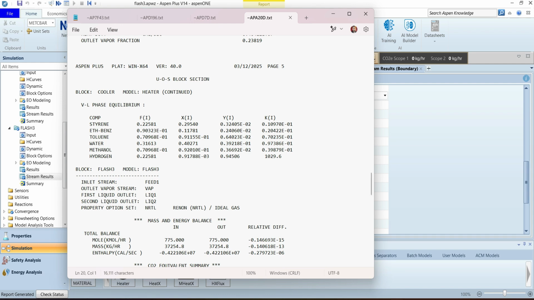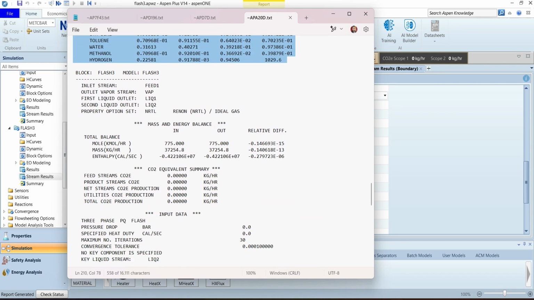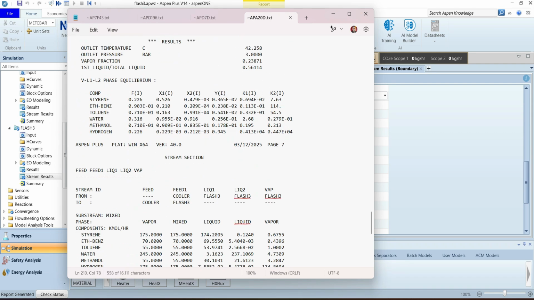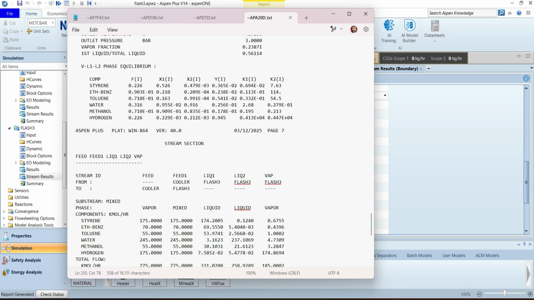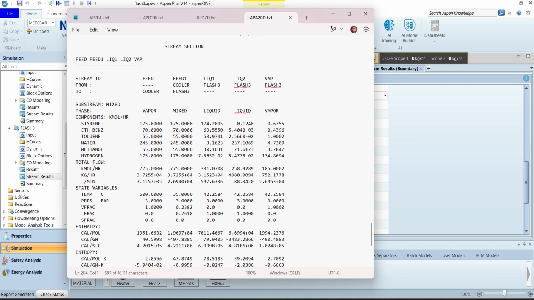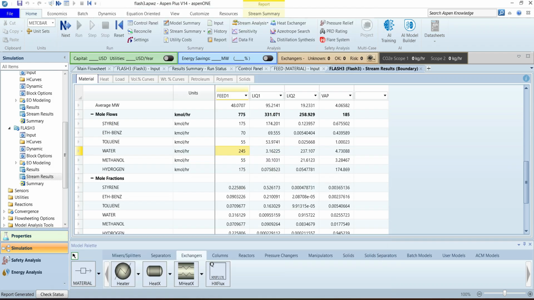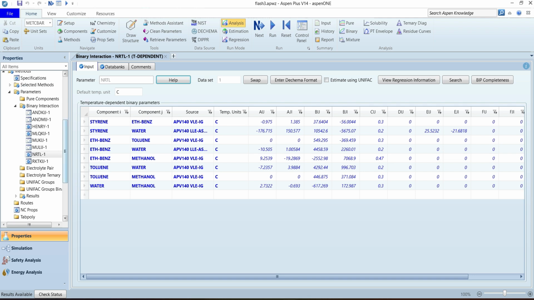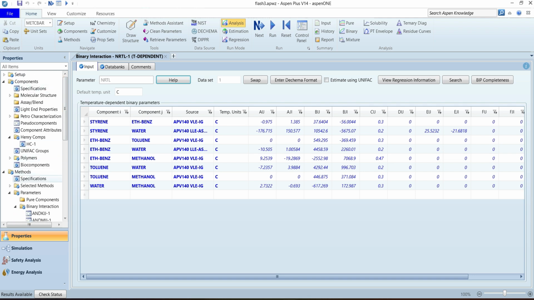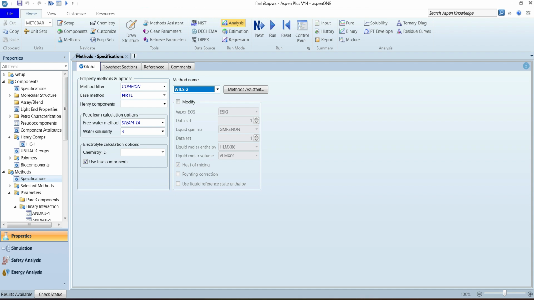These are the results of the cooler block. These are the results of the Flash 3 block, and the stream results with the names vapor, liquid 1, liquid 2 from the Flash 3 block and feed 1 from the cooler block. So we have the complete results. We can compare any of the two results. Let's change the method. To change the method, proceed to the properties environment and the method specifications. Let's shift to the Wilson.